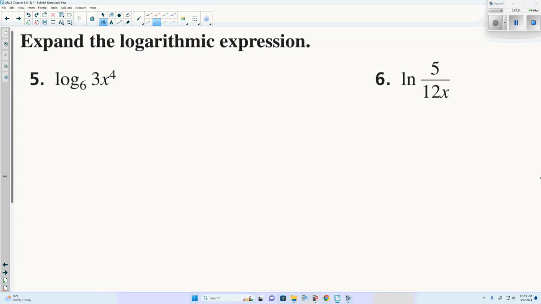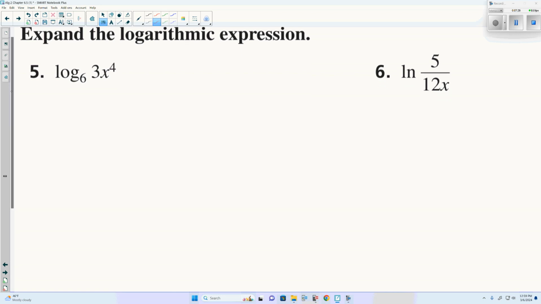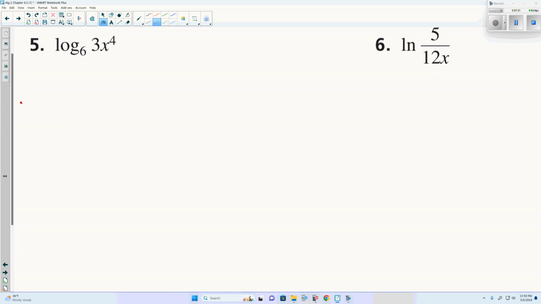So the next one we have is log base 6 of 3x to the fourth. So the first thing we would use is our quotient property. Do we have anything being divided inside the log? So do we actually need to use the quotient property? No. So we're going to skip the quotient property and go straight to the product.